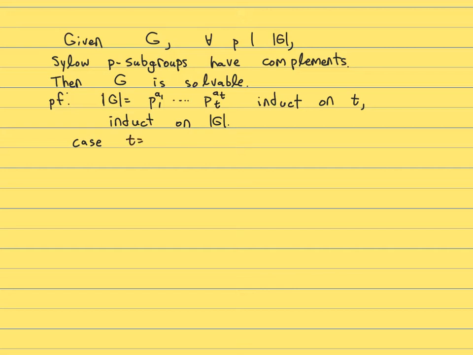And so, for instance, case t equals 1. Then you have G as a p-group. The statement about complements doesn't actually mean anything in that case. The complement is the trivial subgroup. So the hypothesis is always satisfied, but p-groups are nilpotent, and nilpotent groups are solvable. So the conclusion already holds.